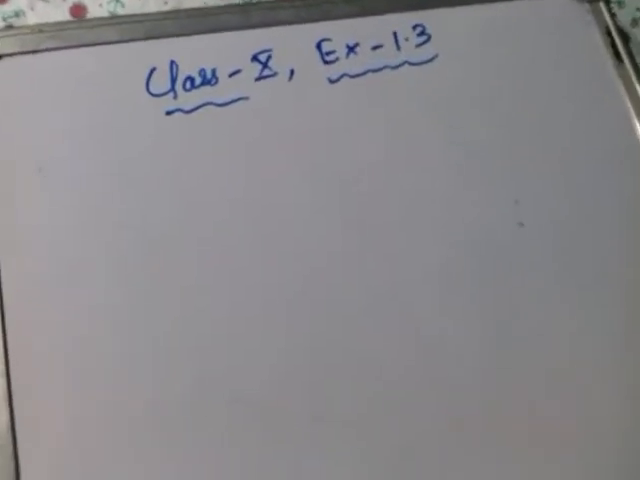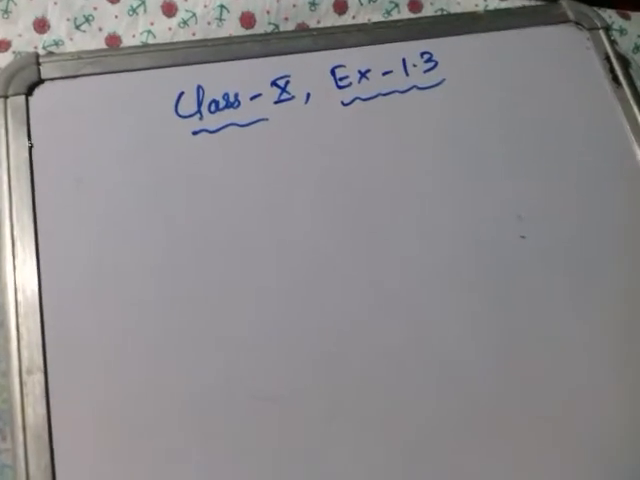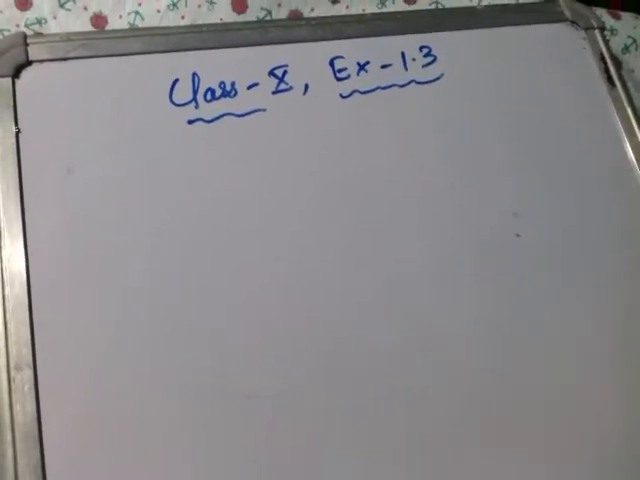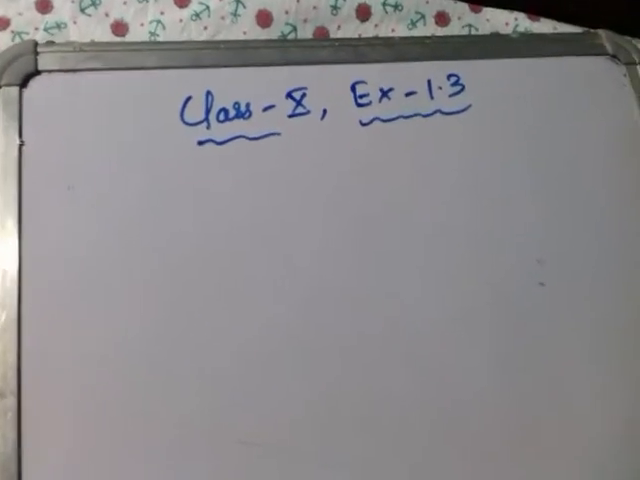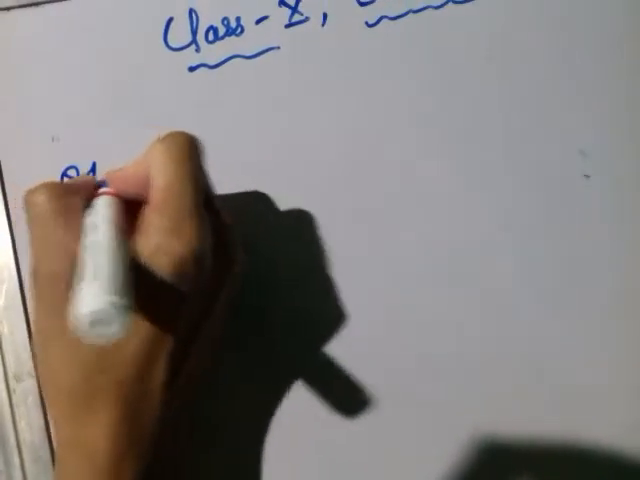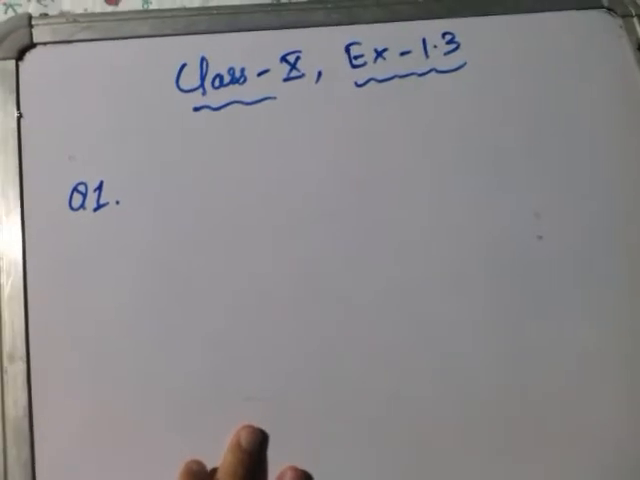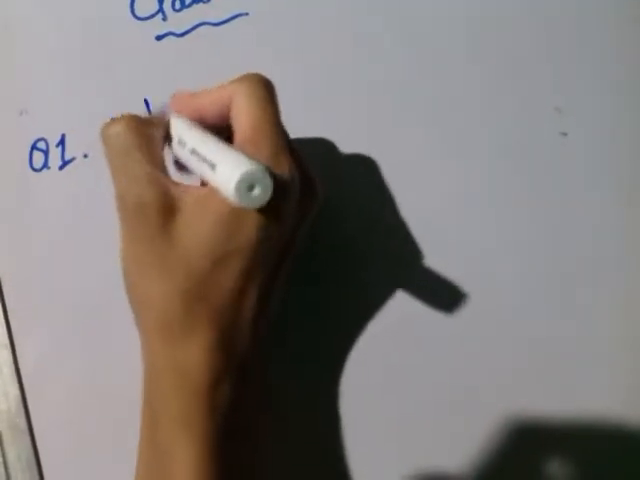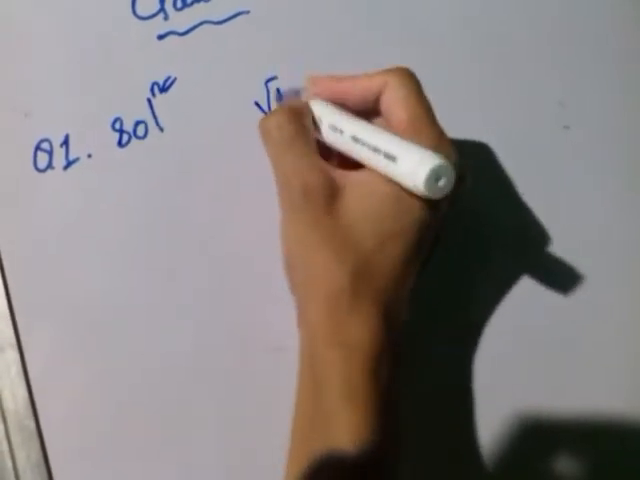So class 10, now we will do a new exercise. We have completed exercise 1.2, so now we will do exercise 1.3. What is the question of question number 1? Prove that root 5 is irrational. So we will prove that root 5 is irrational.